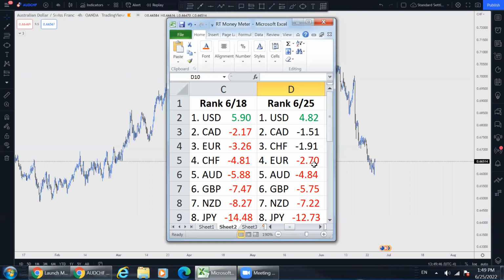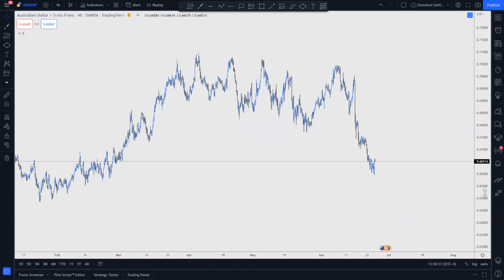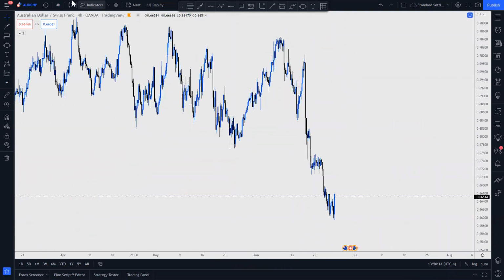But the Swiss, the one I'm putting it against, why am I looking at a 191 as strong against the weak? Because last week it was at minus 481. That's a pretty nice indication that there is some strength coming into the Swiss versus the Aussie. So this is one of the ones I'm looking at, and one of the reasons why.